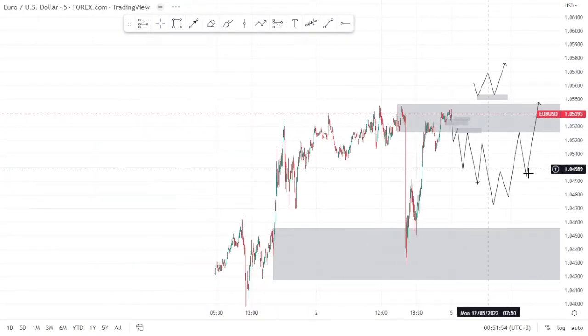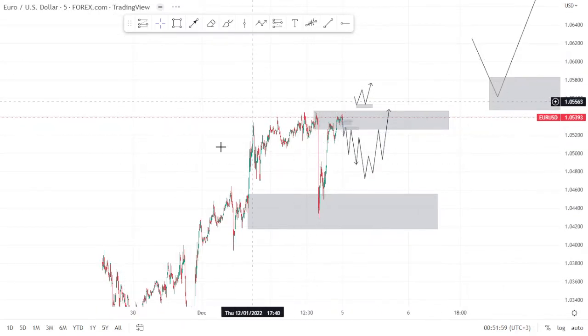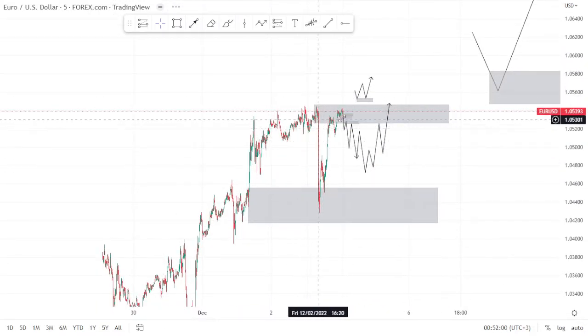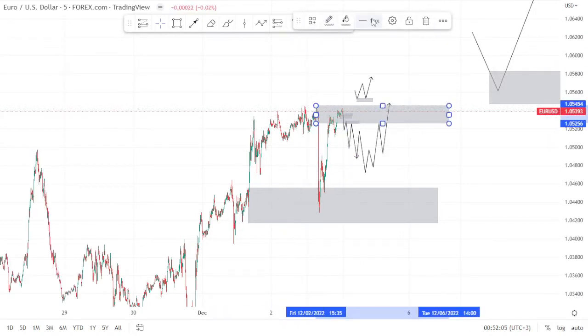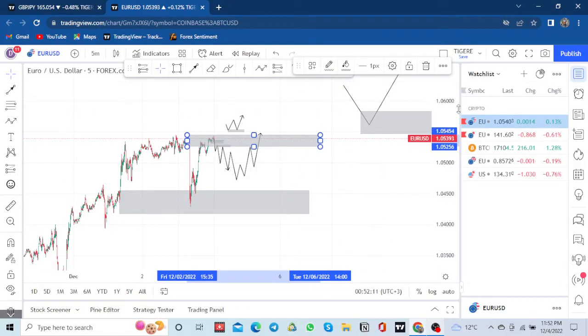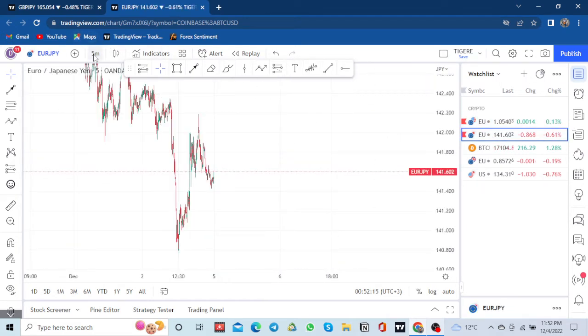So basically, for Euro USD, we're just saying it's still in an uptrend. So be aware that when you involve yourself on the buy, you are most likely, high probable, to win. This is Euro USD. Now let's go to GPY.